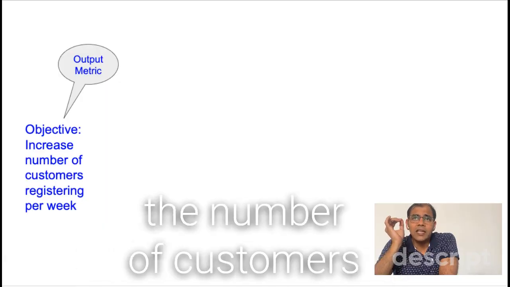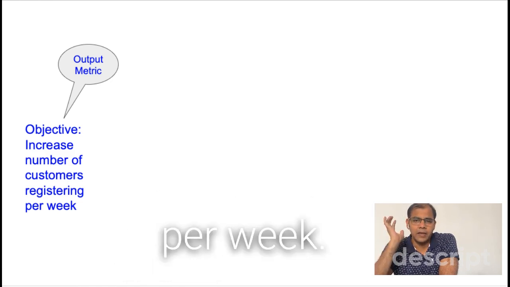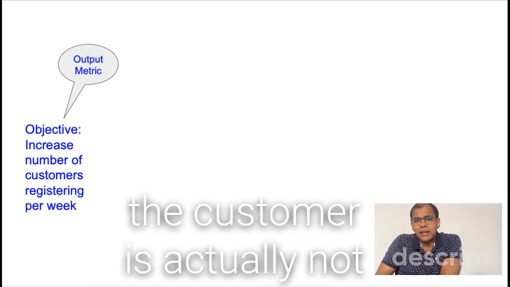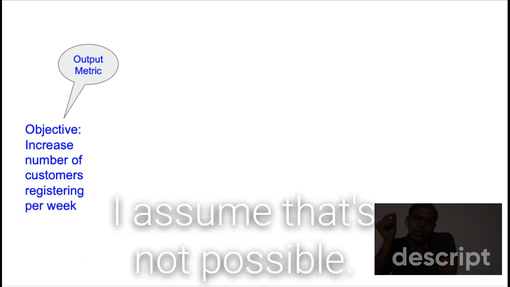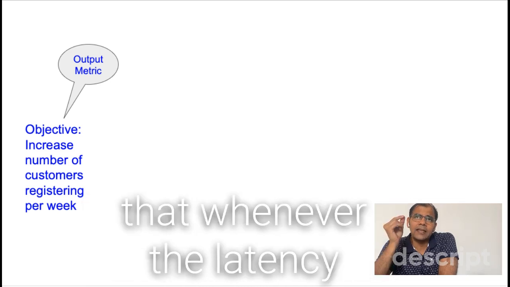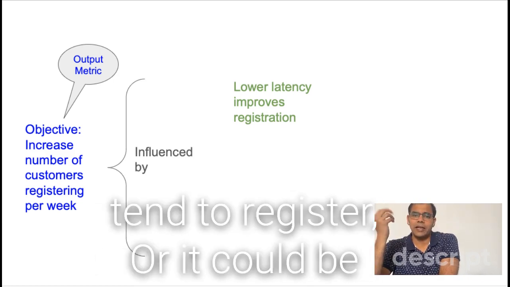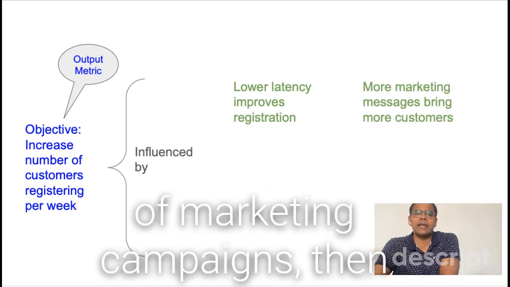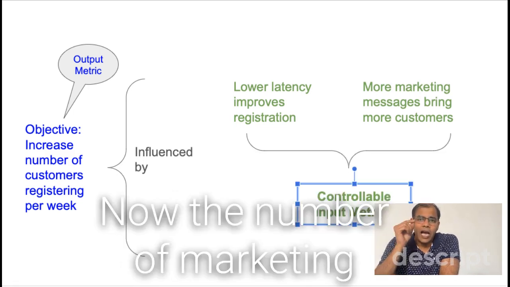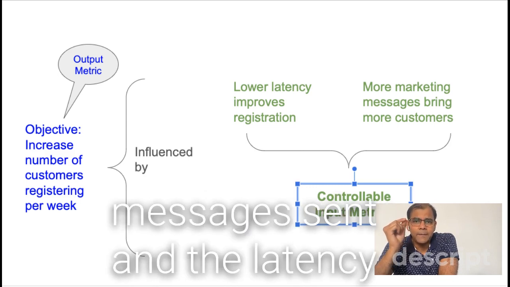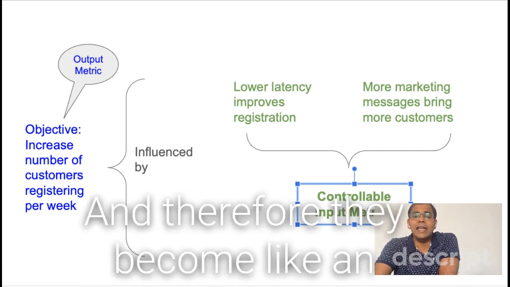Say you are looking to increase the number of customers who register on your webpage, right? And you want to track it using a metric called number of customers registered per week, right? Now, like I mentioned earlier, the customer is actually not a part of your organization, right? So you cannot legitimately sit next to every customer and ask him to register. I assume that's not possible. However, you may have also noticed that whenever the latency of the page is quite low, say less than 5 milliseconds, far more customers tend to register. Or it could be that if you run more marketing campaigns, then more people visit your page, and as a result, more of them convert into a registered customer, correct? Now, the number of marketing messages sent and the latency of the page is something that you directly do control, and therefore they become input metrics, right?